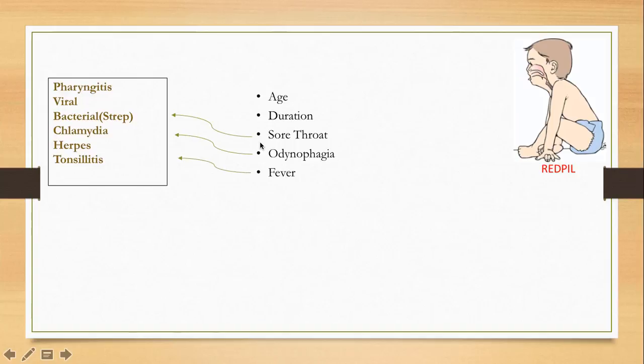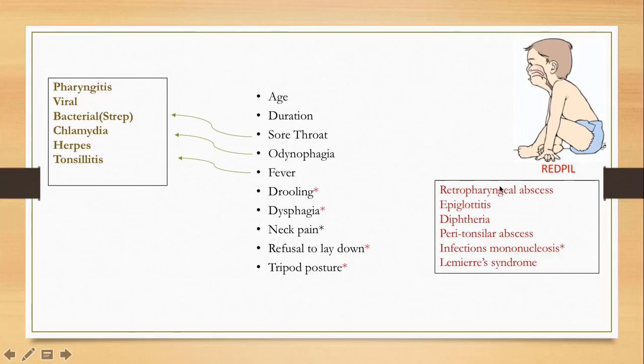And then on top of that, if a patient has these red flag or emergent symptoms, then we must definitely think about red flag diagnoses. So if a patient is drooling, has dysphagia or difficulty with eating, pain in one side of the neck, or they don't want to lay down, they have a tripod posture, any of these findings present, it doesn't have to be all of them, then we must definitely think about red flag diagnoses. And you know what those are. Those are retropharyngeal abscess, epiglottitis, diphtheria, peritonsillar abscess, infectious mononucleosis, and Lemierre syndrome.